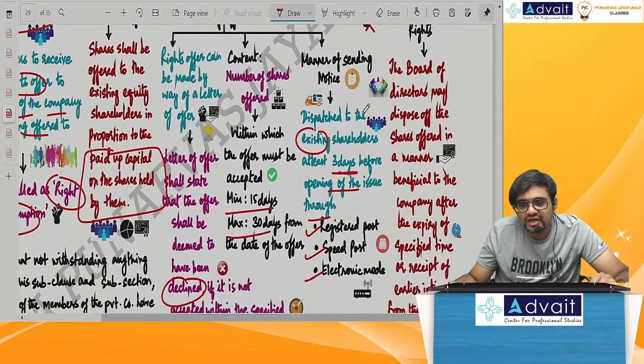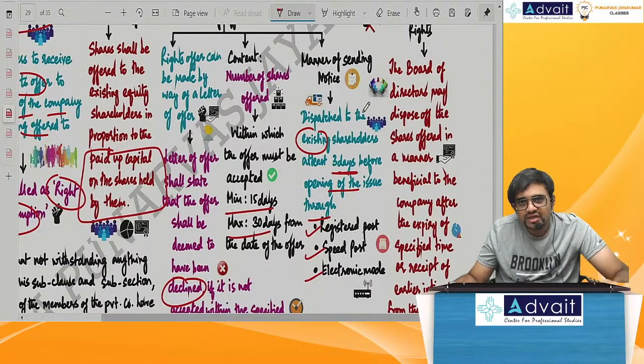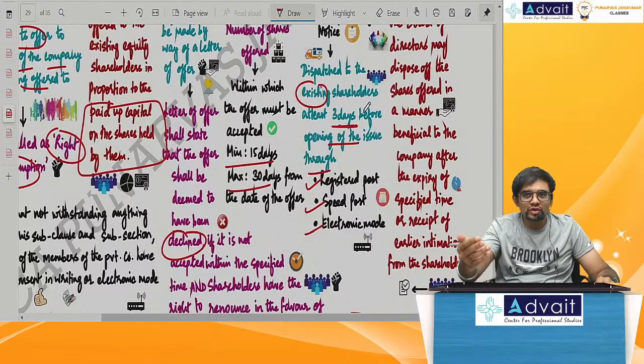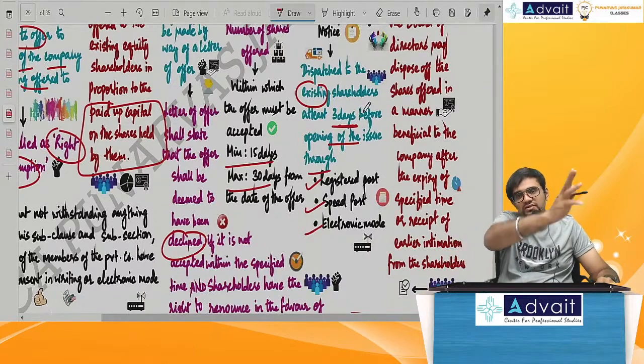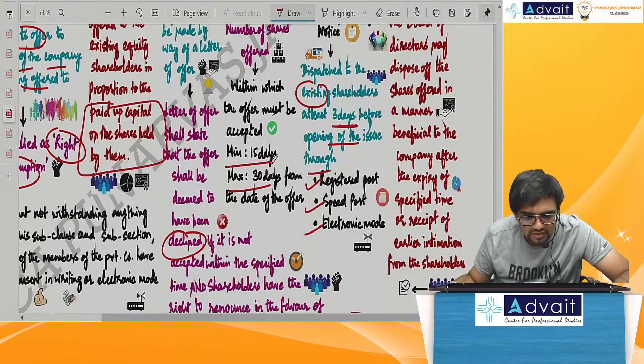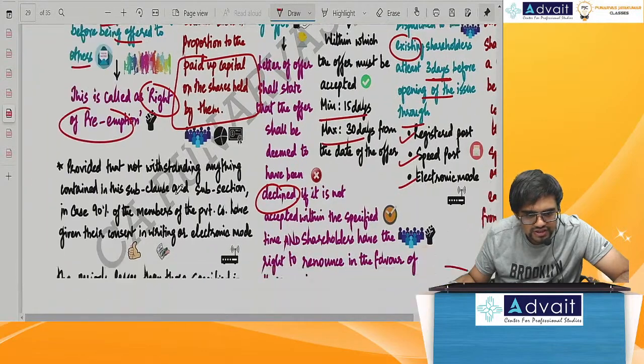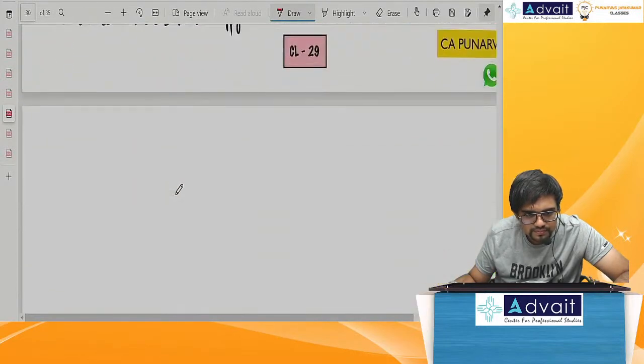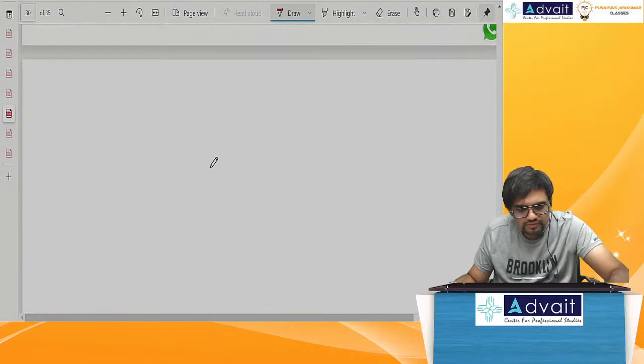Non-acceptance of right: the board of directors may dispose of the shares in a manner beneficial to the company if you do not accept the shares. First I will offer to you. If you say no, then I'll offer to the other people, outsiders. That is the concept of rights shares. Very, very simple. Next concept we will go.